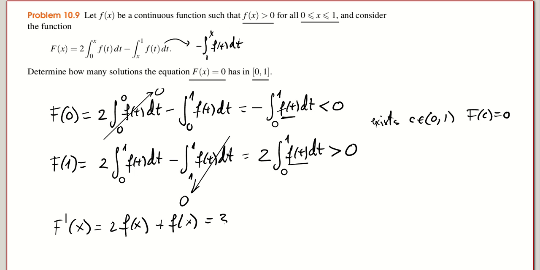That is 3 times f of x, and by assumption this is always positive. So that means that f is an increasing function. So the solution is unique. So c is unique. There's only one solution in the interval (0, 1).